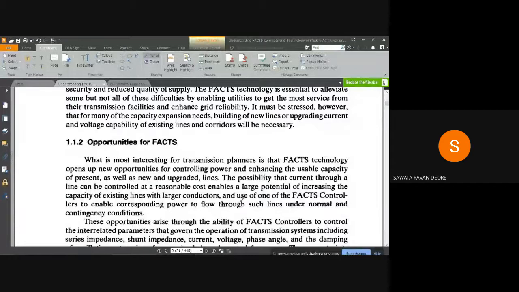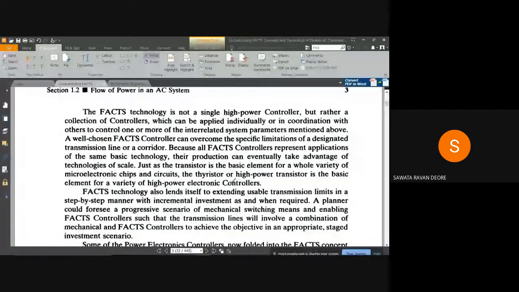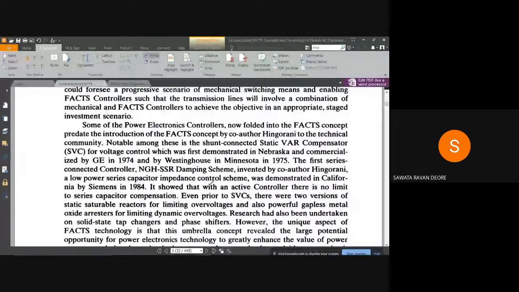The second is, as I said, some mechanical controls being replaced by power controllers. So whatever I discussed here about the rise in the speed of response, that is an opportunity for power flow controllers. Here one example is given, I think, of an SSR damping scheme.